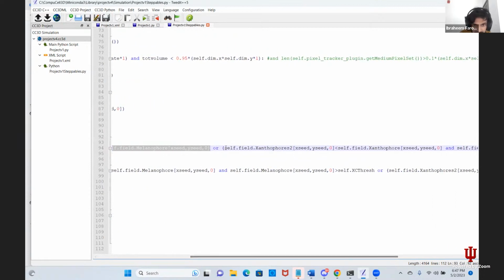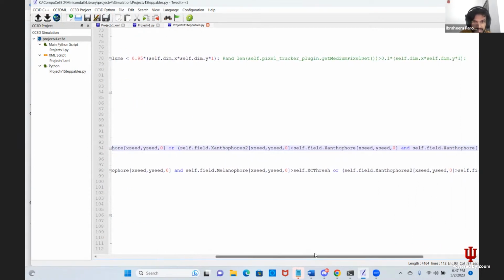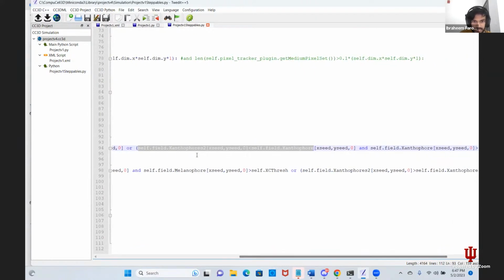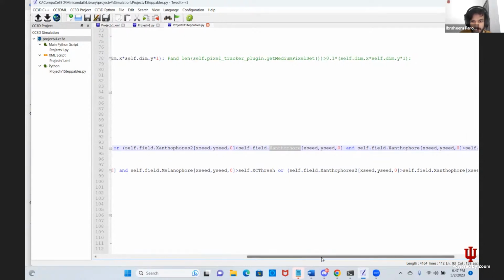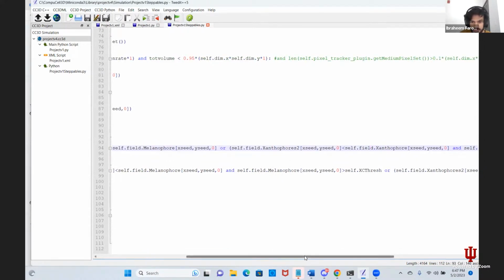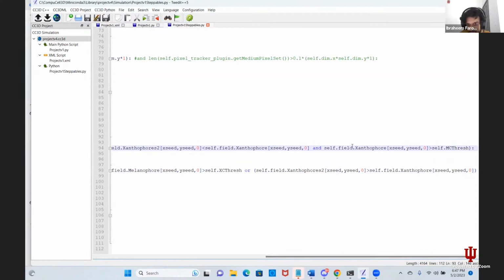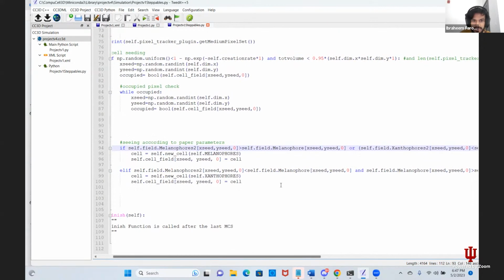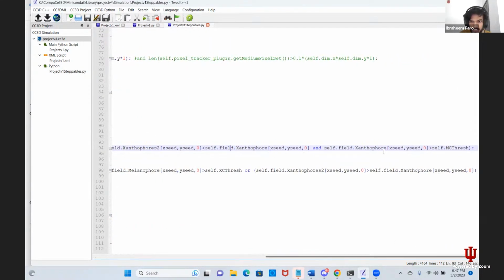So now we have this second condition, which says melanophores will also generate if they are sufficiently far from xanthophores. This is the opposite kind of condition, where the short range xanthophores is less than the long range xanthophores, which means that we are far enough away from xanthophores. And then we also have this extra threshold condition, basically just to say far enough away. So melanophores spawn close to other melanophores or far enough away from xanthophores.